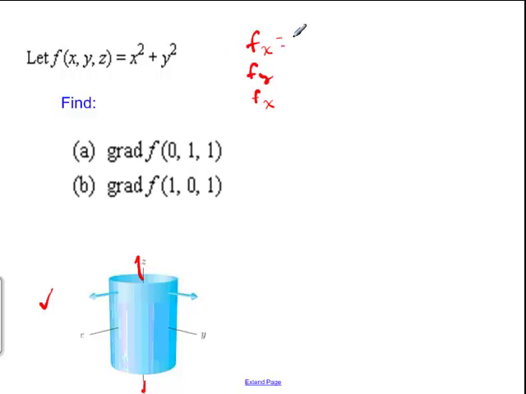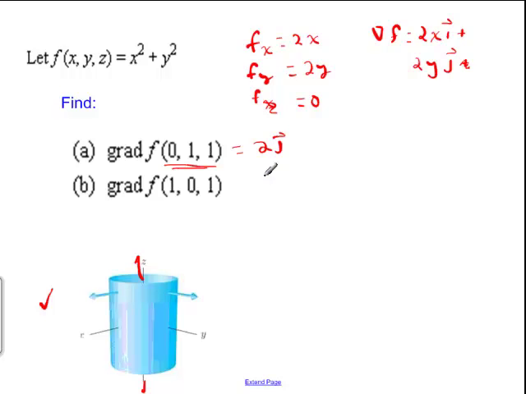So the partial with respect to x is 2x, with respect to y is 2y, and with respect to z, this should have been a z, that equals 0. So my gradient vector is 2x i plus 2y j plus 0k. So it just ends like that. So at this specific point, we just plug that point in. Putting in 0, we get 0i, and putting in 1, we get 2j. And that's it.